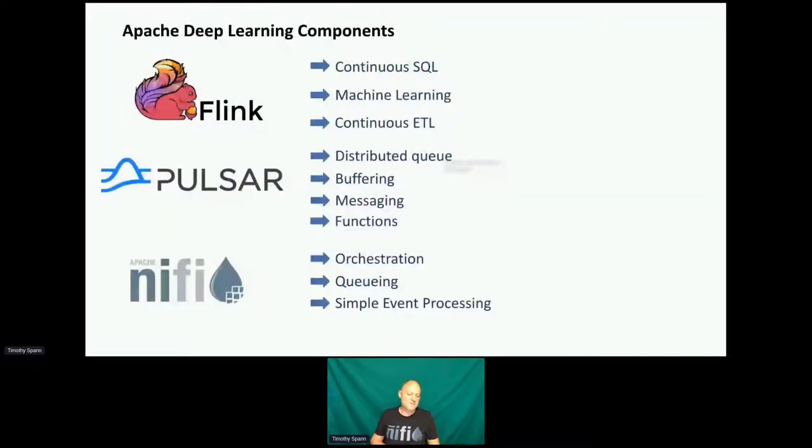Break this down to the Apache projects. Flink gives me that continuous SQL. Flink can run machine learning and deep learning. It's not fully integrated. There's some code efforts to do that. Continuous ETL. Keep changing things so it's going where it needs to go and I don't have to wait.